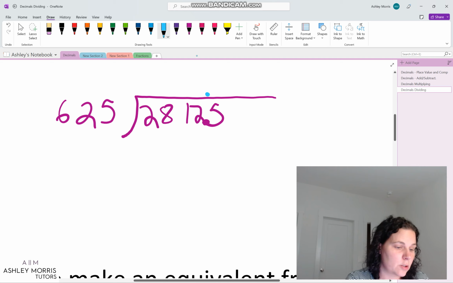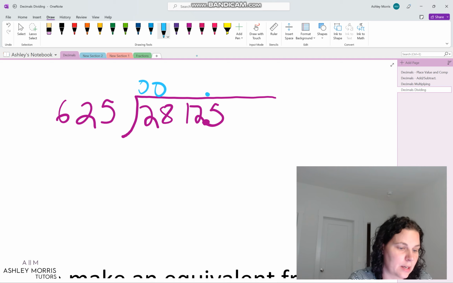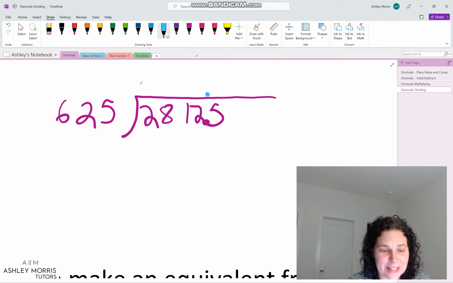Okay, 625 does not go into 2. 625 does not go into 28. 625 does not go into 281. So I don't even need those; I'm just putting those as placeholders. So now I'm working with this 2,812. So 625 will go into 2,812. Goodness. If you need to, come over to the side and work it out.